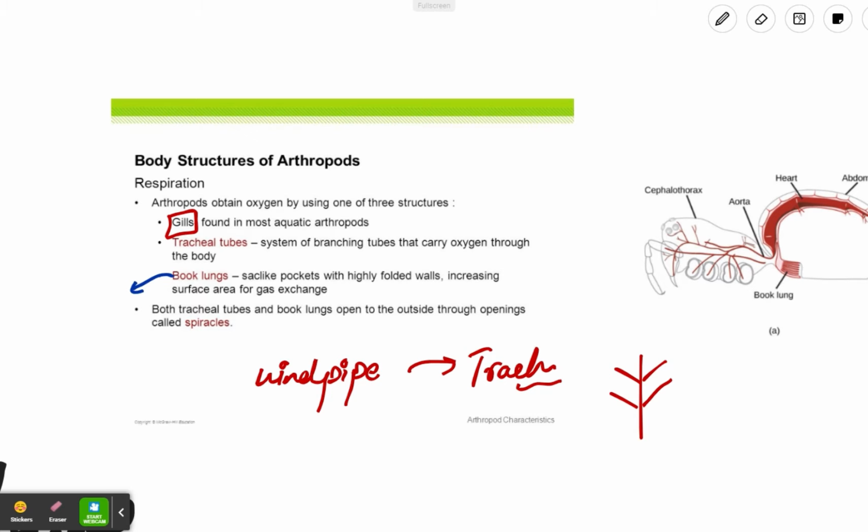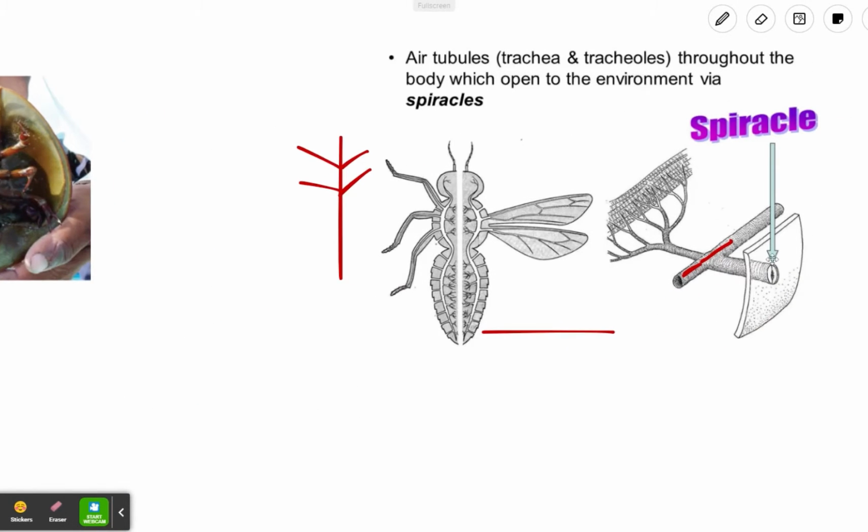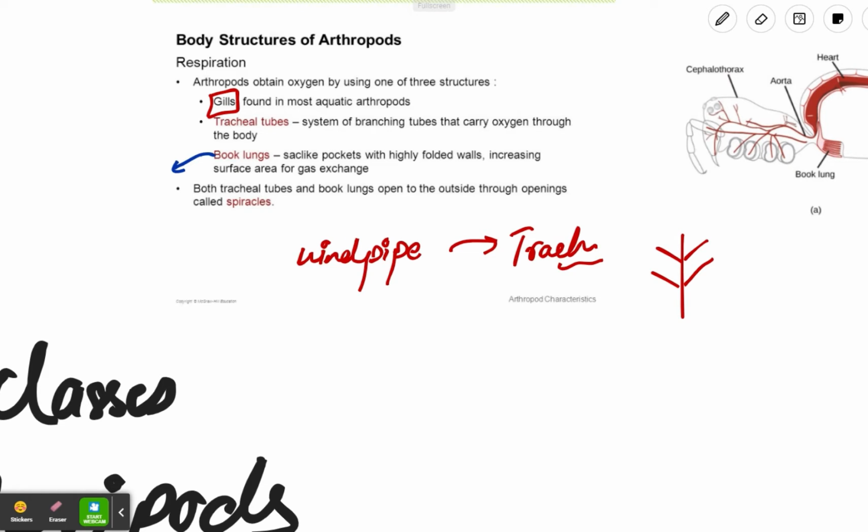Now remember that both tracheal tubes and book lungs open to the outside. That opening is called a spiracle, and the one which I showed you here, this one. Sometimes the book lungs and a trachea open on the same area, and that is called a spiracle. But the main takeaway is that there are three structures through which arthropods breathe: gills, tracheal tubes, and book lungs.